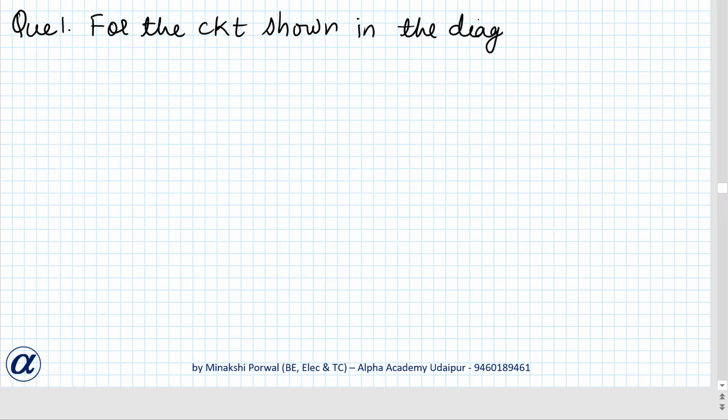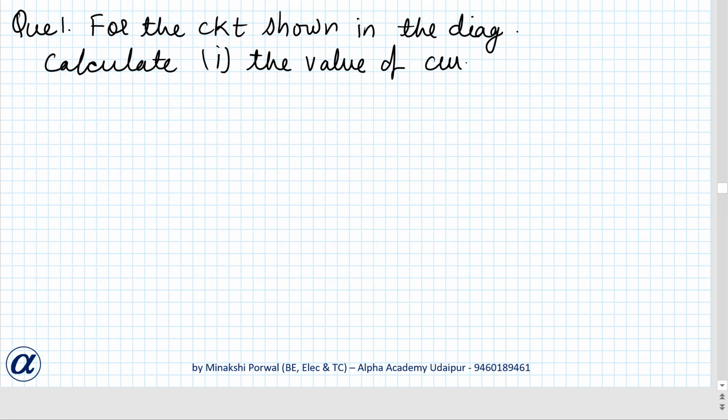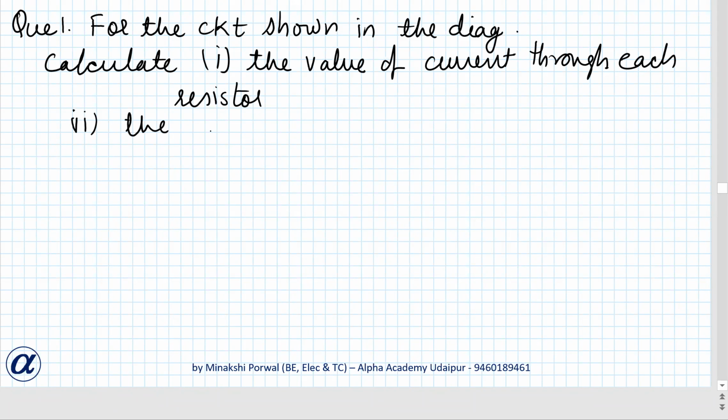So first question is, for the circuit shown in the diagram, calculate first part the value of current through each resistor. Second, the total current of the circuit.